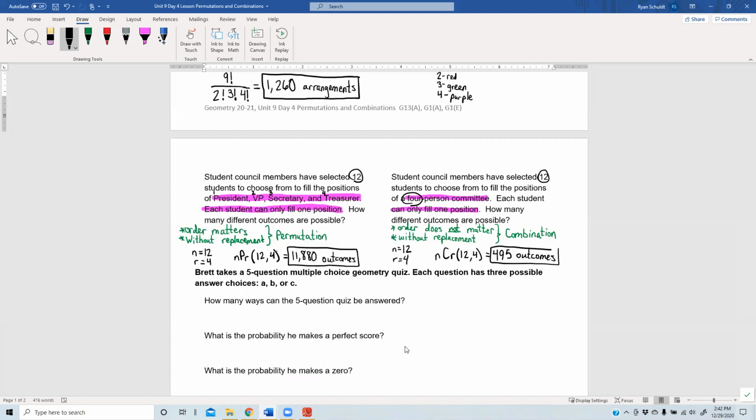If it's just the committee, there's 495 outcomes. If order mattered, meaning we were naming officers, then it'd be over 11,000, almost 12,000. Okay, there's those two. Now let's look at the next example.